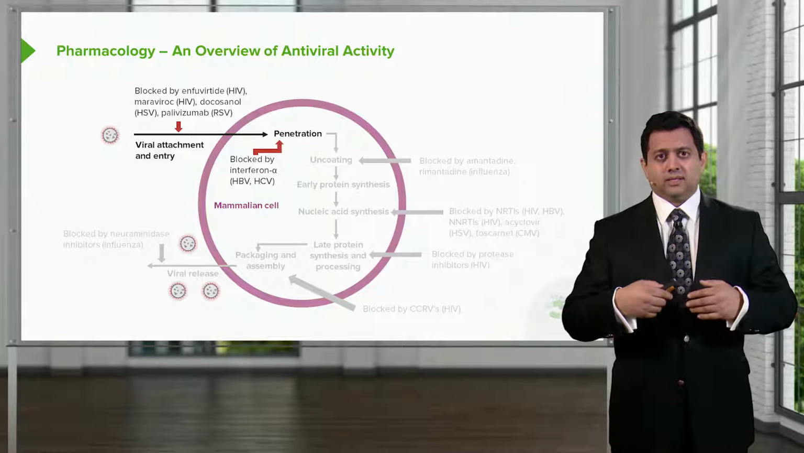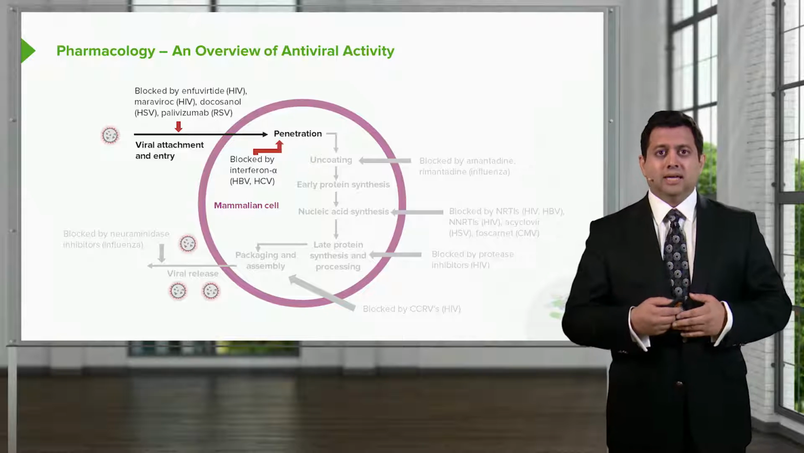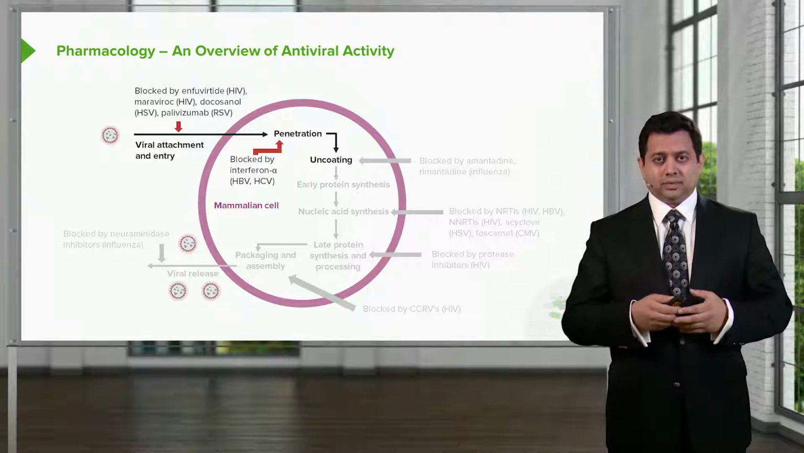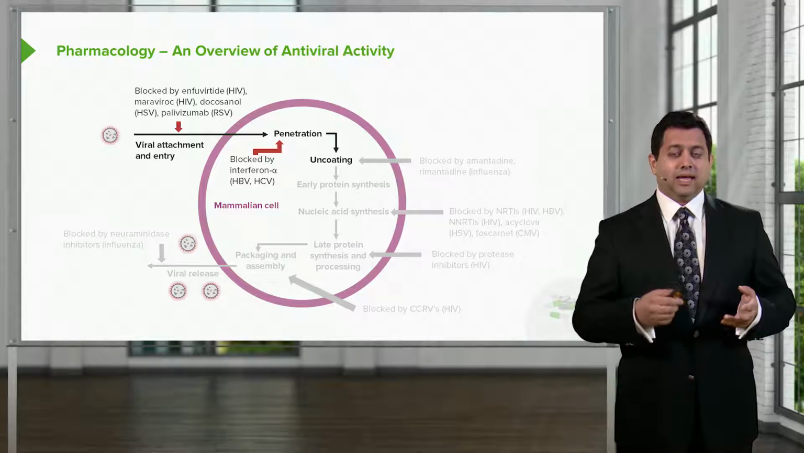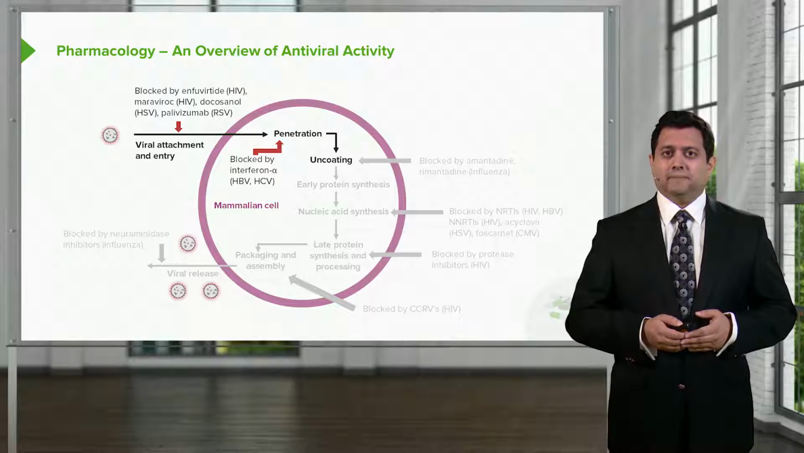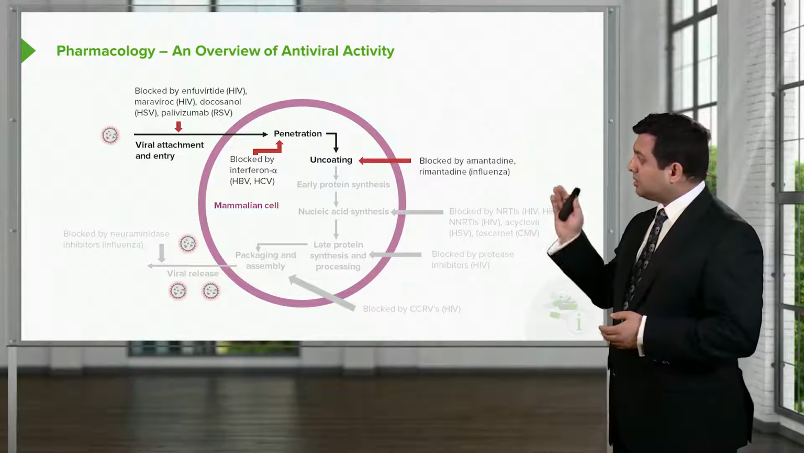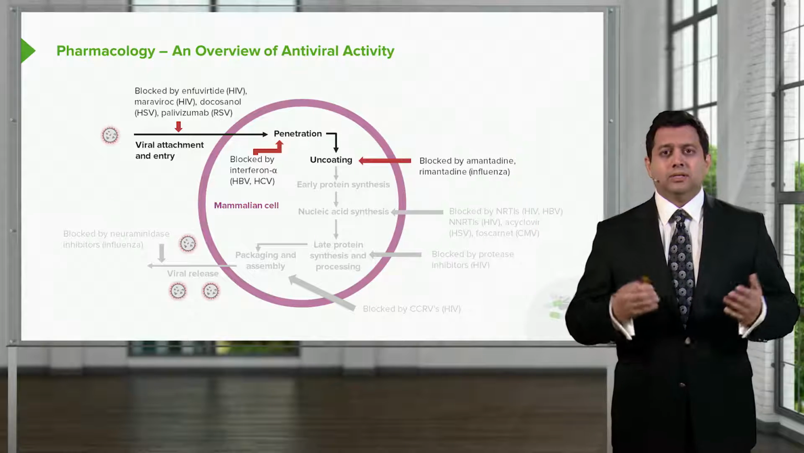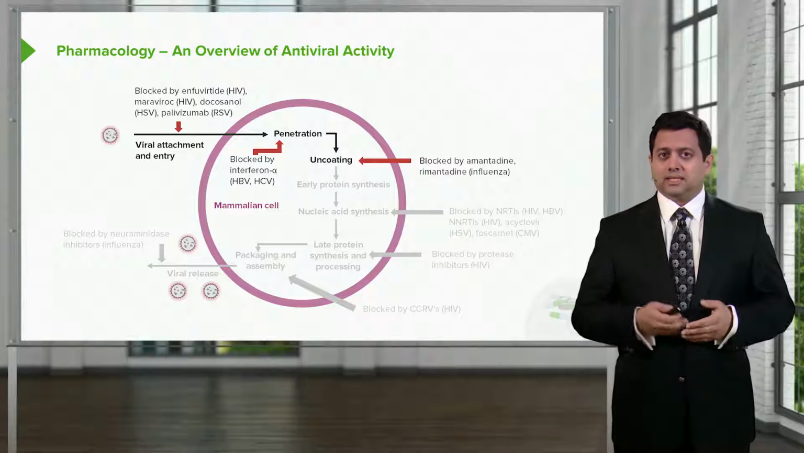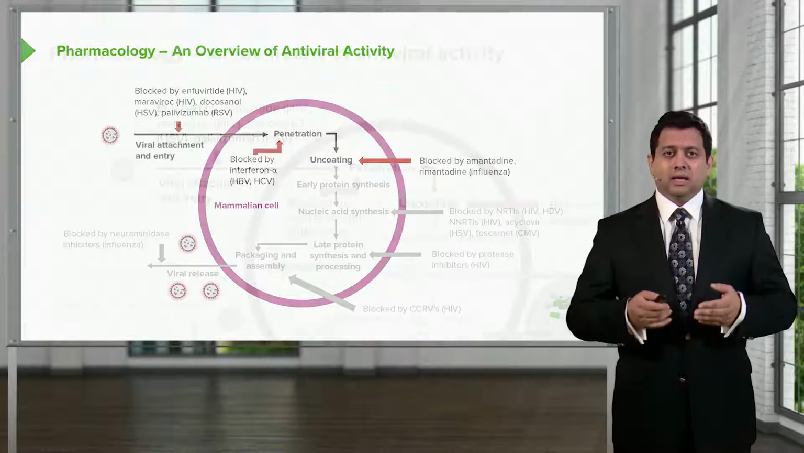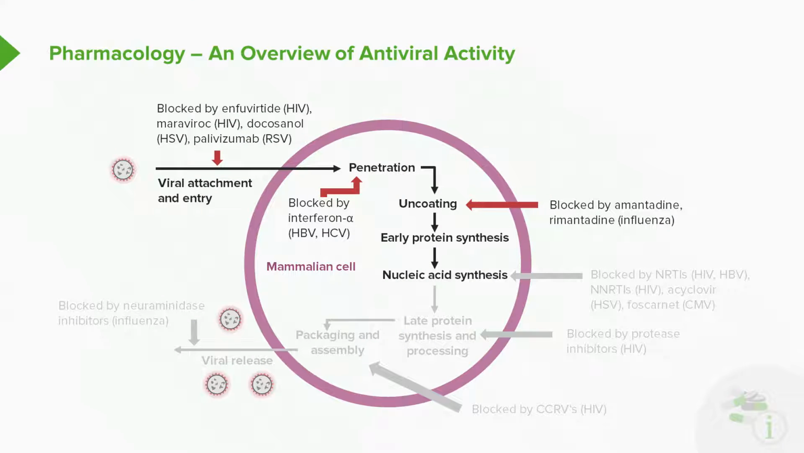As the virus has penetrated into the cell, it now starts to uncoat itself, and that's in preparation for exposing its RNA to the mammalian cell DNA. Now we can block the uncoating of viral cells by certain agents like amantadine, and these are commonly used in diseases like influenza. Now, there are three phases of protein synthesis.